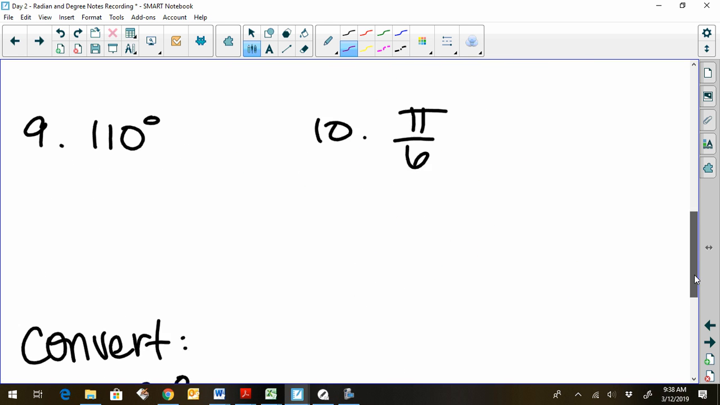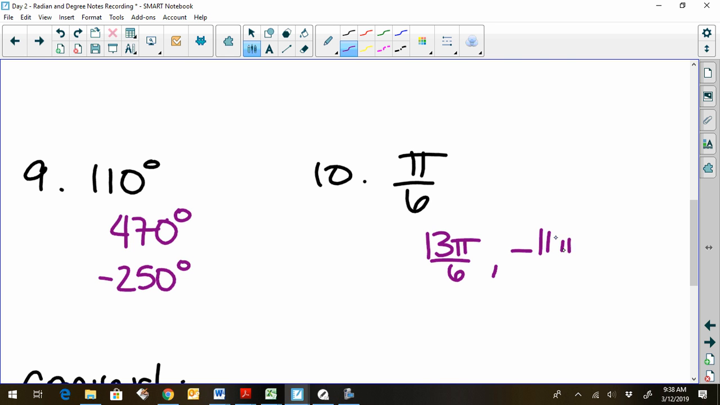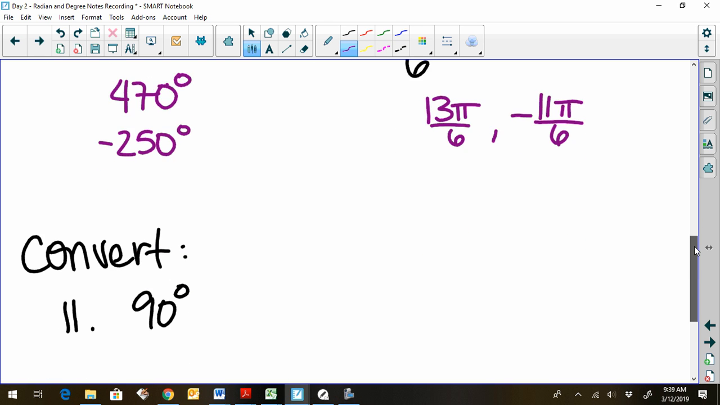So here are 2 for you. Why don't you take a moment and try these, and then we'll just put the answers up, so maybe pause it. And here are the answers. So the first one, you would have gotten 470 degrees and negative 250 degrees. And the second one, number 10, 13 pi over 6 and negative 11 pi over 6. So those would have been your answers that you should have gotten from adding 360, subtracting 360, adding 2 pi, and subtracting 2 pi.